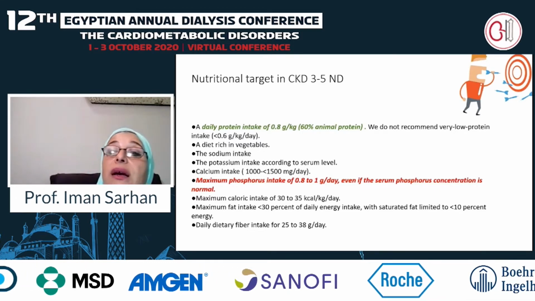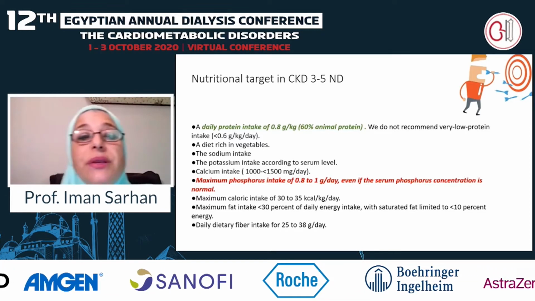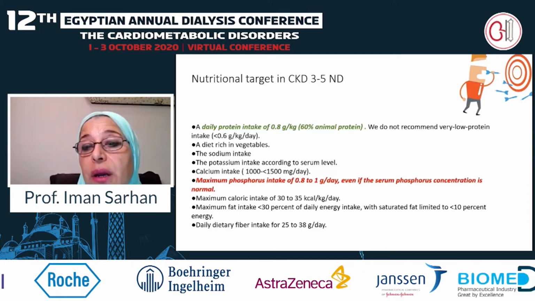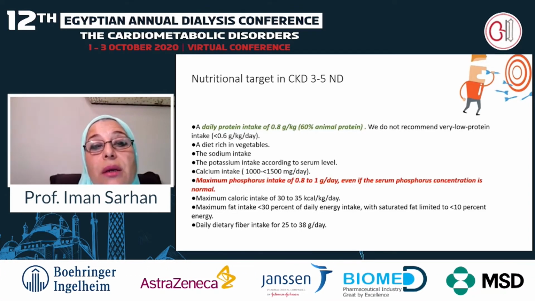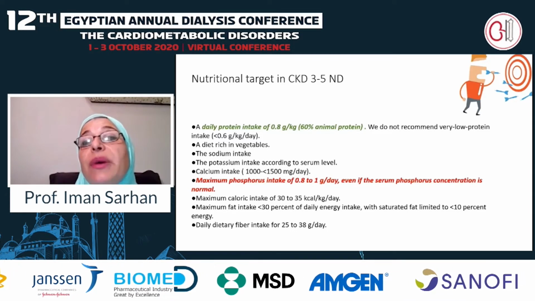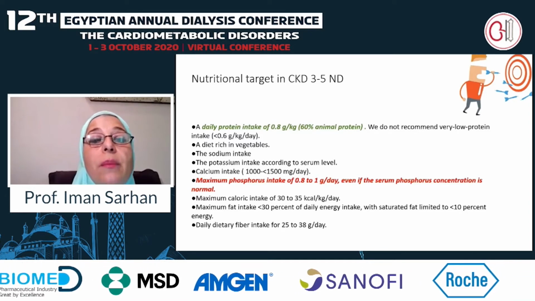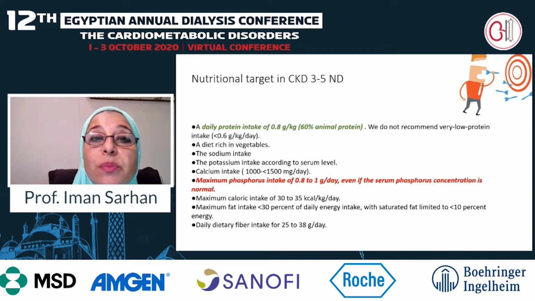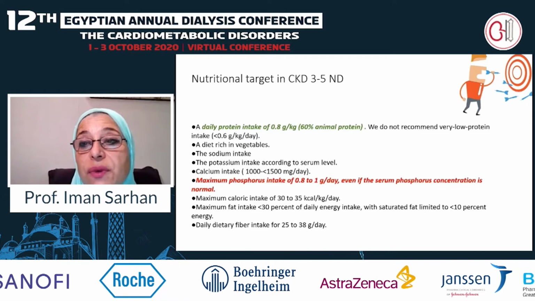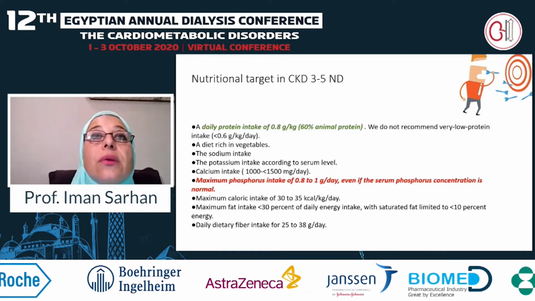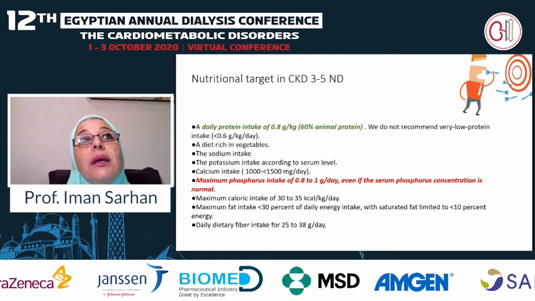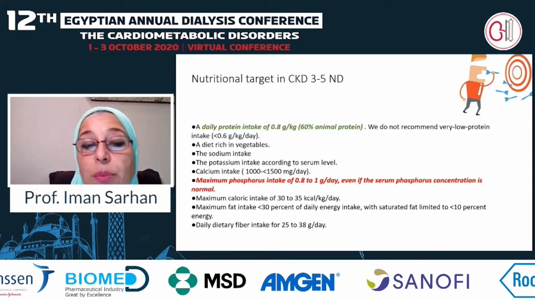And then we come to phosphorus. Phosphorus needs to be restricted to 0.8 to 1 gram per day, even if the phosphorus is normal. This is important because potassium restriction occurs only when there is hyperkalemia, or when the potassium is high, but phosphorus restriction must be done early in stage 3, even with normal phosphorus. This prevents the increase in FGF23, the decrease in calcium, and secondary hyperparathyroidism.